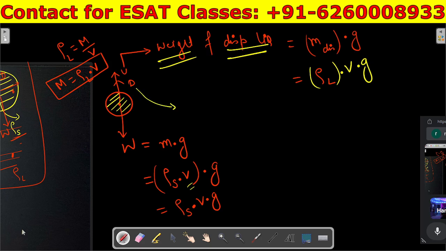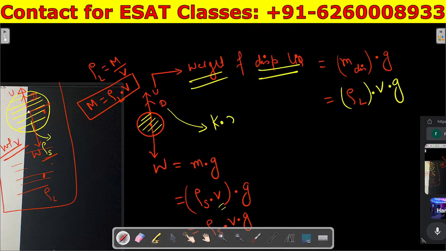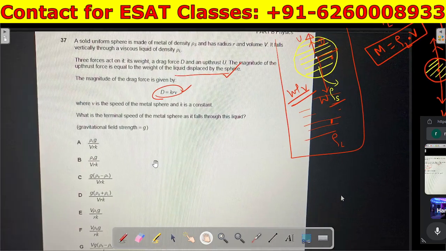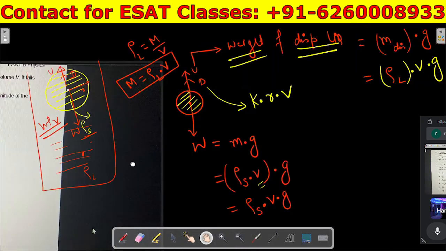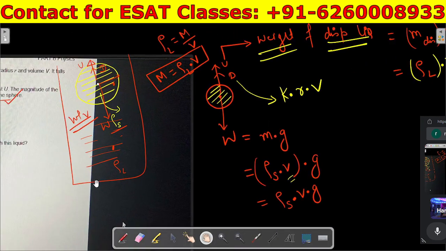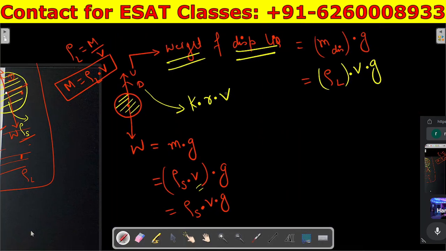Now what is the drag force? According to the given expression, drag force is k r v, where v is the speed of the metal sphere, k is the constant, and r is the radius. We have to take care of the volume v and this v. This is the speed and that is the volume. So in place of simple v for speed, I will write a curved v, so that we should not get confused.